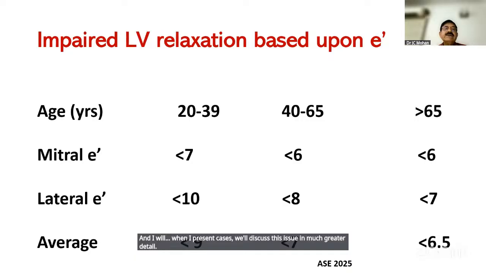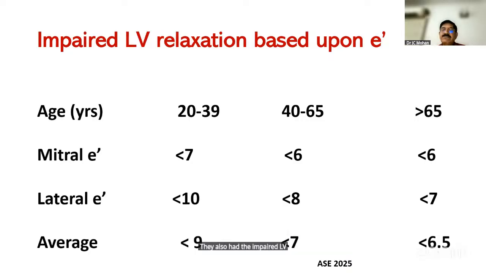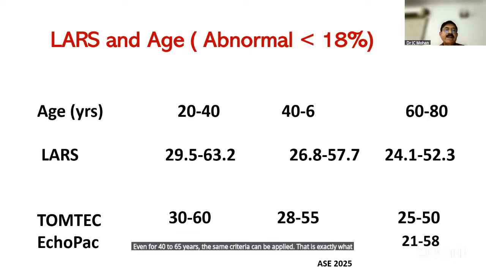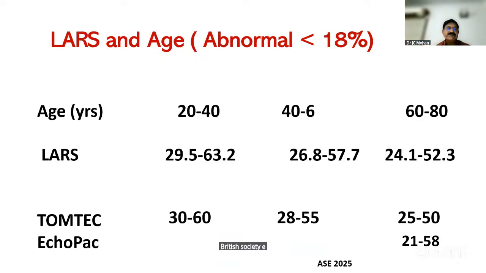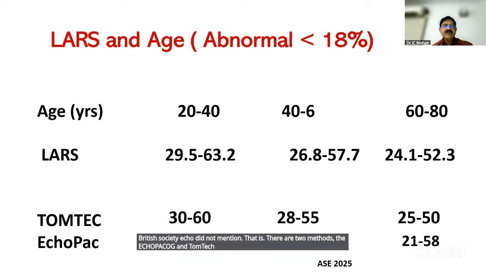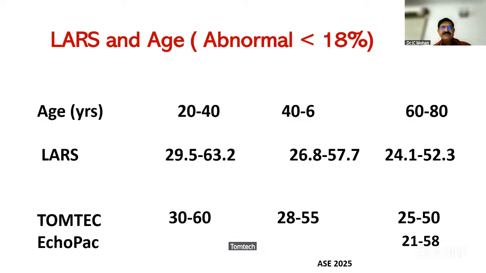They also had impaired LV relaxation based on E prime, and they chose 6 and 7, largely for above 65 years of age, but even for 40 to 65 years, the same criteria can be applied. That is exactly what they did. They also had left atrial reservoir strain, but they mentioned something which the British Society of Echo did not mention. That is, the two methods, EchoPAC G and TomTec, give slightly different values. TomTec gives a higher left atrial reservoir strain. This is what you need to keep in mind.